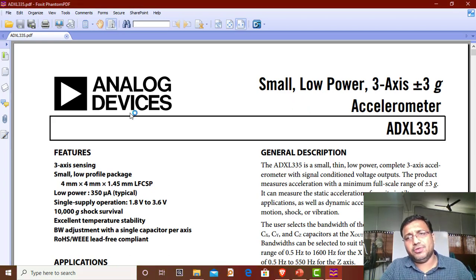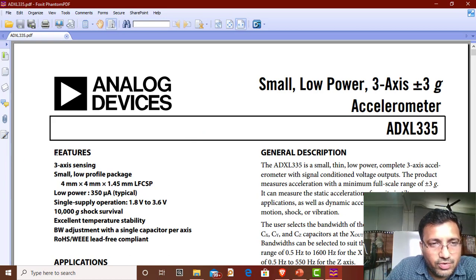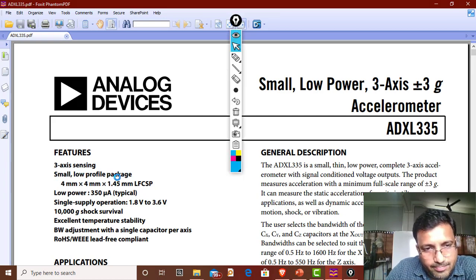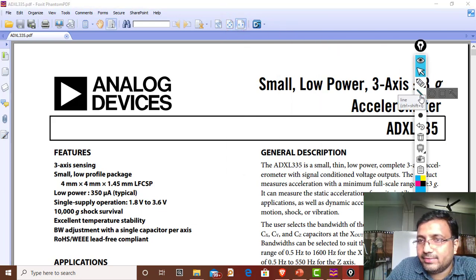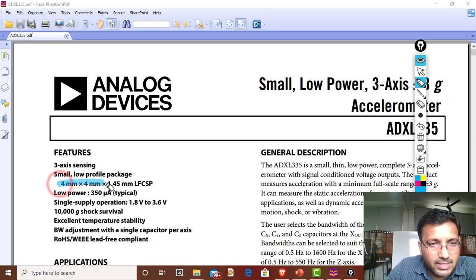This ADXL335 you'll get from Analog Devices. What are the features of this ADXL335? It's a 3-axis sensor, that is X, Y and Z. It has a low, small package profile. Okay, and we'll take a highlighter. Its size is very small, that is 4 by 4 by 1.85 mm.